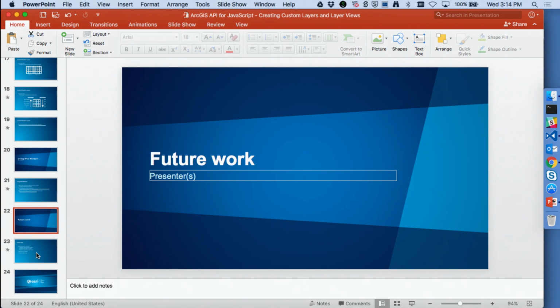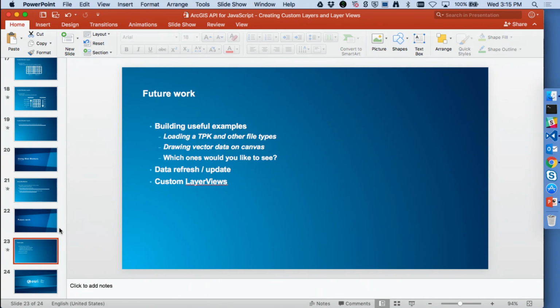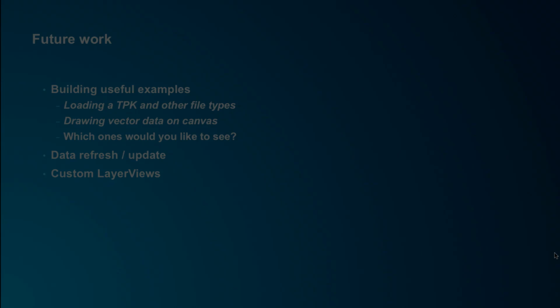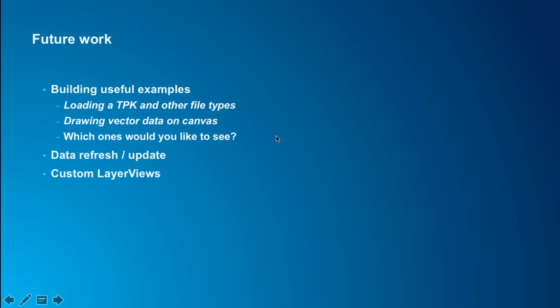So as future work, this is what we are looking at right now. We want to build some useful examples. One could be to load a TPK, a tile package file, if you want to consume it offline. Drawing vector data, so have some examples to consume features and then draw them. And then we would also like to know what use cases you have and what you would like to see as examples or as capabilities that we would need to think about to integrate into those base classes.